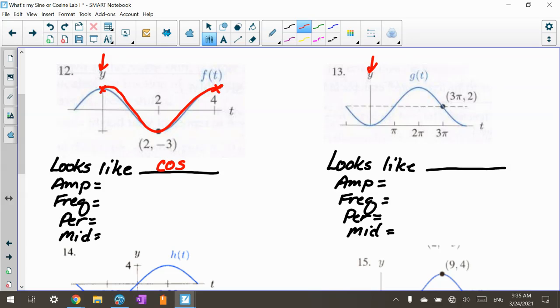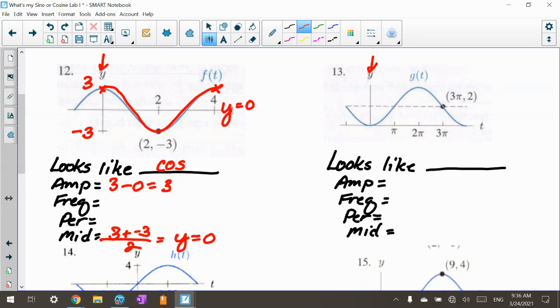You always do the midline first. So I'm going to come here and figure out the midline. Well, this point is (2, -3), so it looks like it's coming down to -3. So that must mean, because this is the middle, that it goes up to +3. So 3 plus -3 divided by 2 is 0 divided by 2, or y equals 0. Yes, I want to see that. Please make sure you check, and that's in the middle. It looks good to me. Then come up to your amplitude, which is your high minus your midline, or midline minus your low. Either way, it's going to come out to 3.